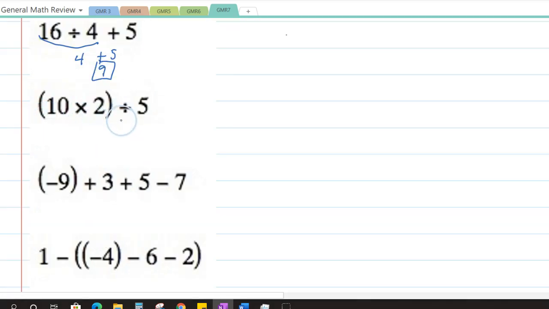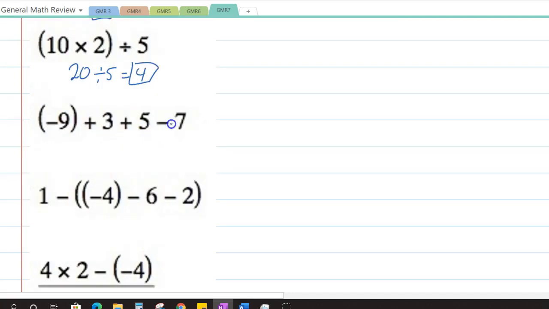10 times 2 divided by 5. Now here they gave us the parentheses to help us know what to do first. In reality, because I know I need to go from left to right, I know that I have to do the multiplication before I can do division. 10 times 2, 20 divided by 5 is equal to 4.